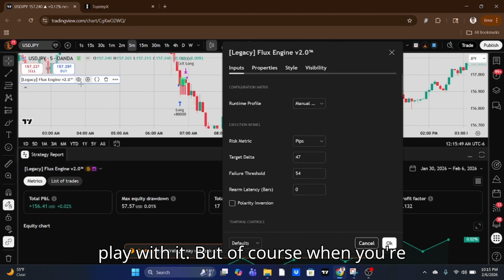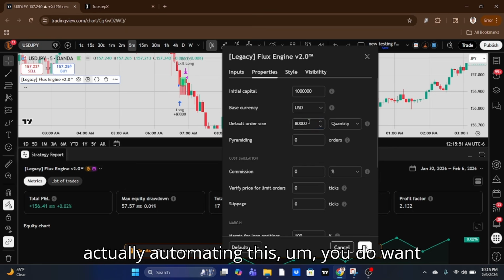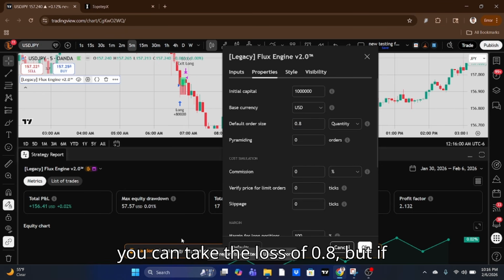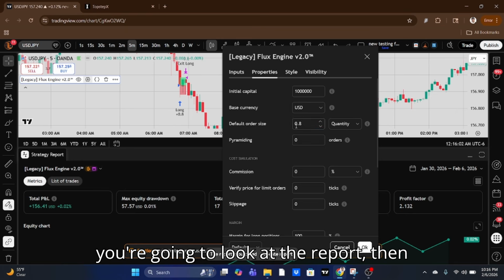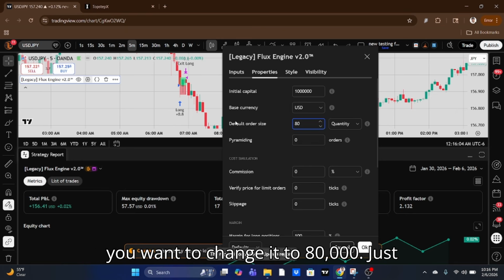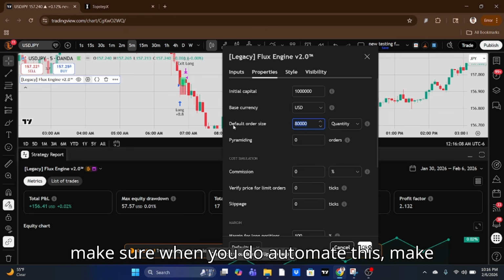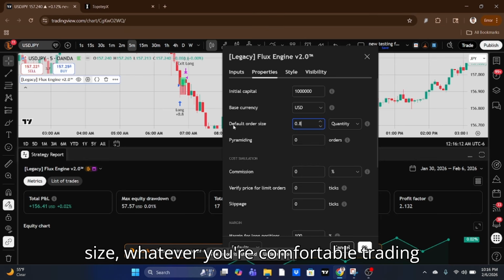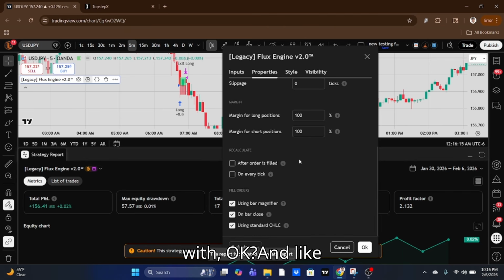But of course, when you're actually automating this, you do want to choose the actual lot size. For example, like 0.8. So you can take the loss at 0.8. But if you're going to look at the report, then you want to change it to 80,000. Just make sure when you do automate this, you set it up on your lot size, whatever you're comfortable trading with. Okay.